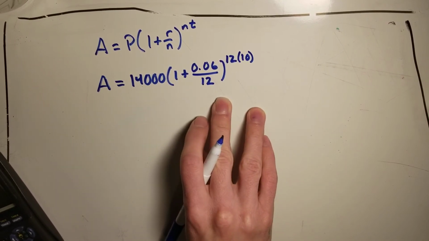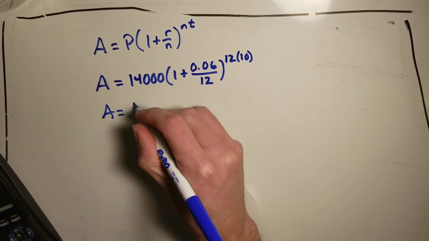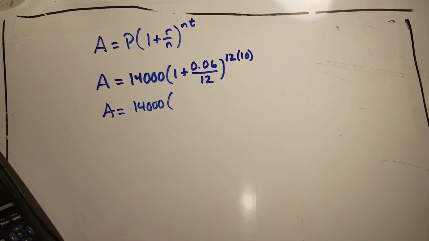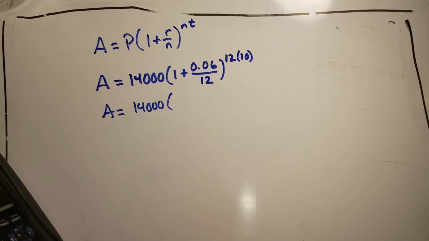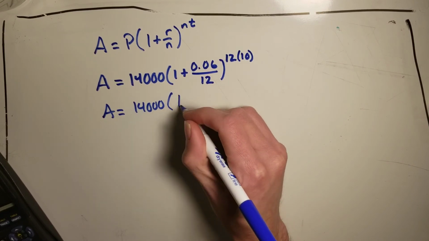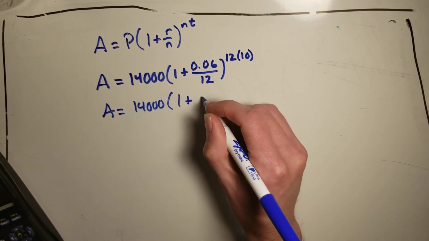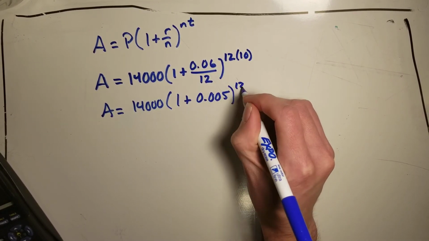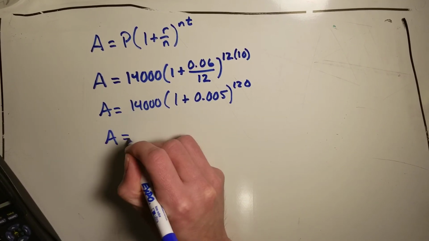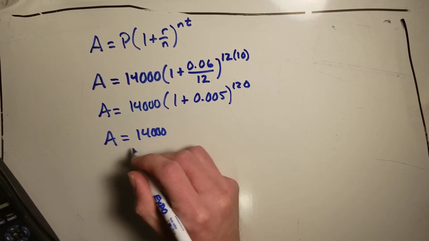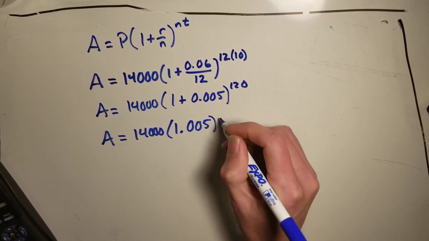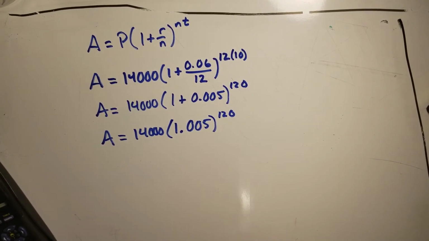So order of operations tells us to simplify in the parentheses first. So we'll leave it as a decimal in there. We're going to have 1 plus, and do our 0.06 divided by 12. So we're going to end up with 1 plus, when we simplify this, 0.005. And we're raising to the, we can simplify that to 120th power. So A will equal 14,000 times the quantity 1.005 to the 120th power.